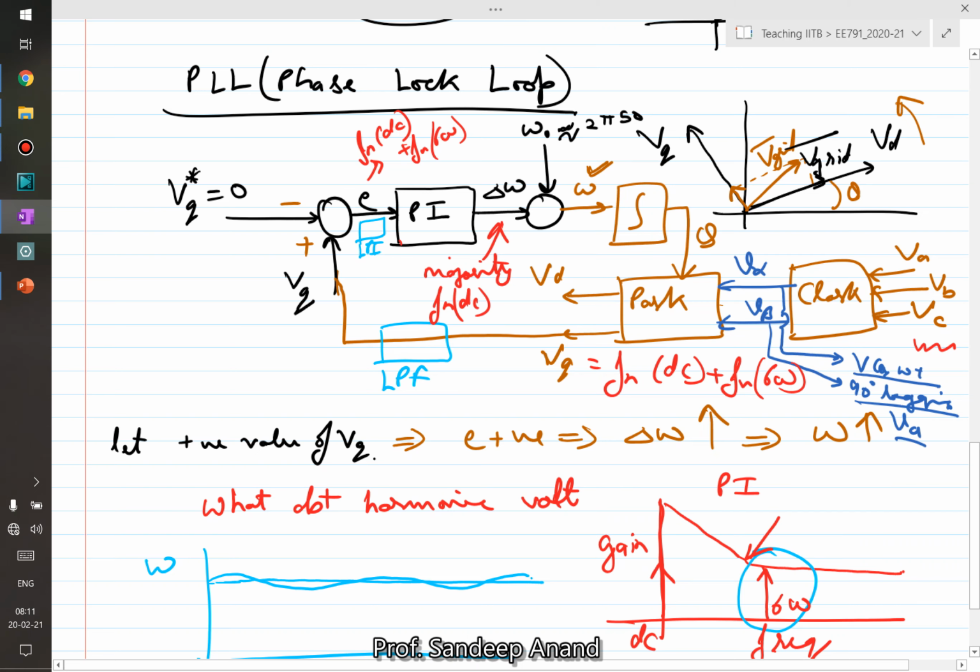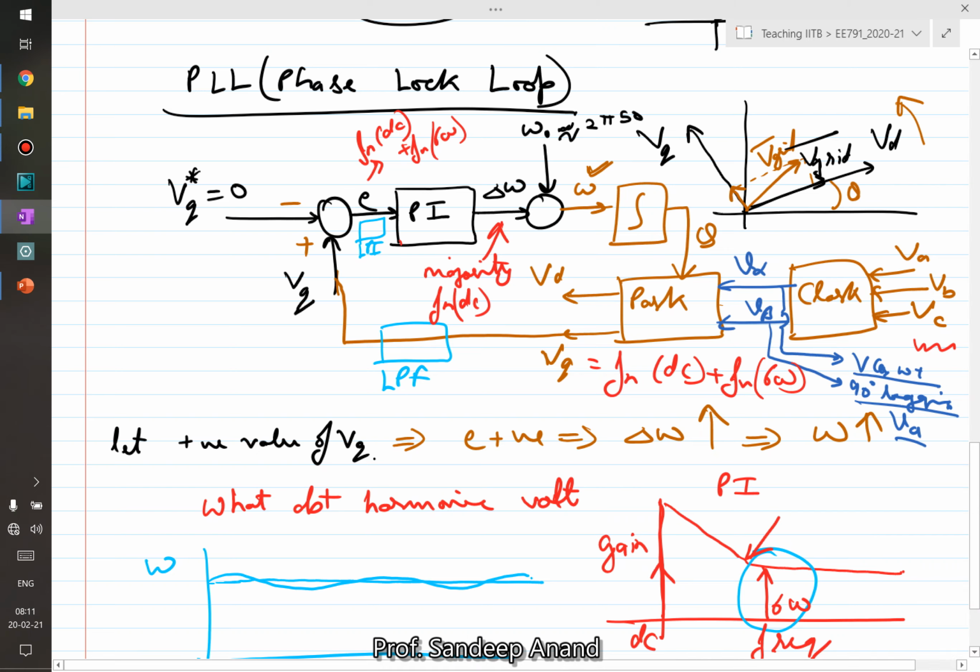The only thing is, if it's a single phase system and you're using the A phase voltage directly as V alpha, then V alpha will have a 3 omega t component in it. And V beta will also have a 3 omega t component, and they will have a 5th harmonic component also, and so on. Then the same process will continue, nothing much will change, and the PI will still provide attenuation to the harmonic components and will give you an omega which is pure. So yes, if you have single phase, you can still use this PLL.